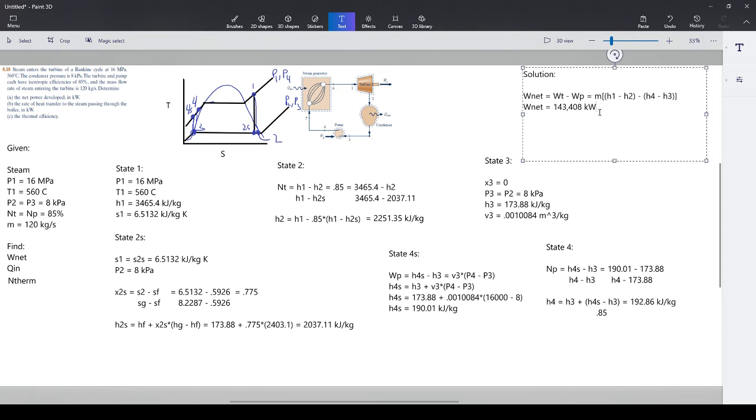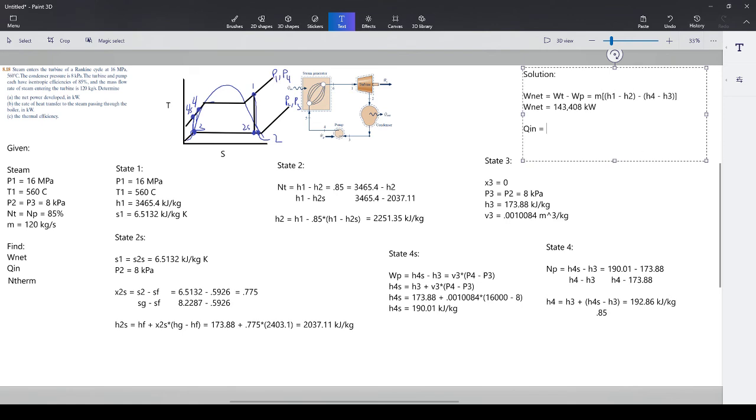So we have 143,408, and now all I did was I took this quantity, subtracted off this quantity, and multiplied it all by the mass flow rate that we have in the question, which is 120, and you get that as your answer. Now let's move down to Qn.